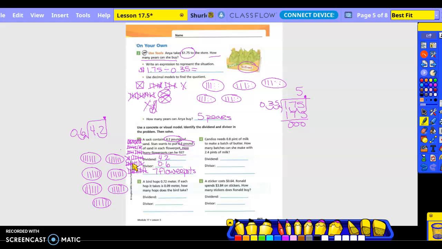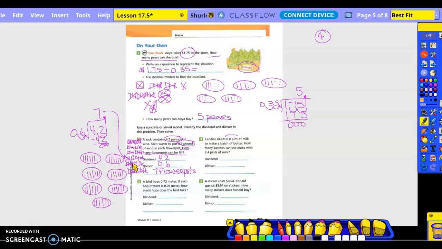Okay, so how many times does 6 go into 42? 7 times. Minus 42, nothing left over. And so does this match that? Yep. Okay, so my answer is 7. Right? Okay, number 4.